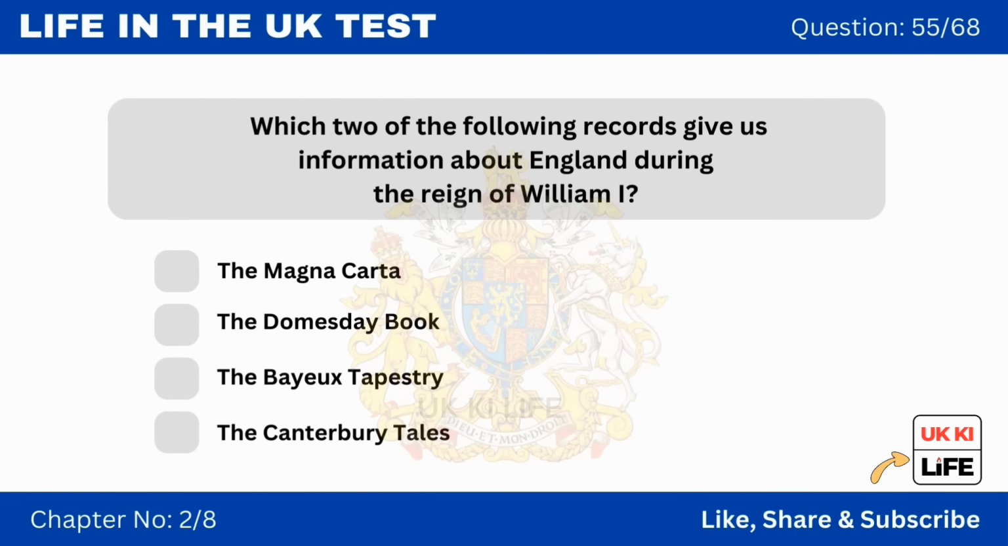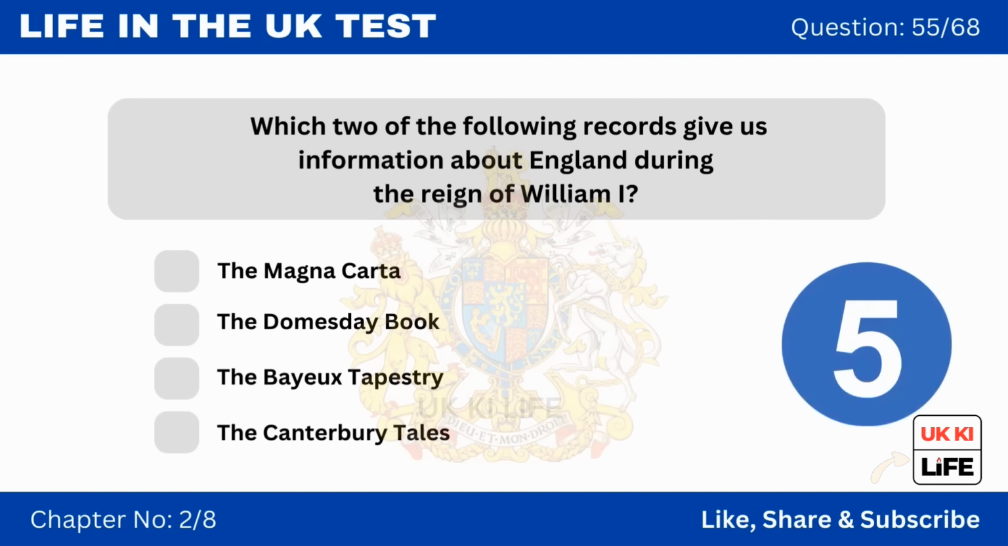Question 55. Which two of the following records give us information about England during the reign of William I? The Magna Carta, the Domesday Book, the Bayeux Tapestry, the Canterbury Tales.